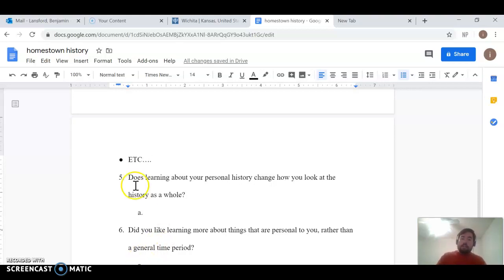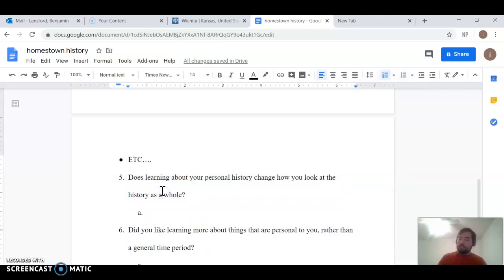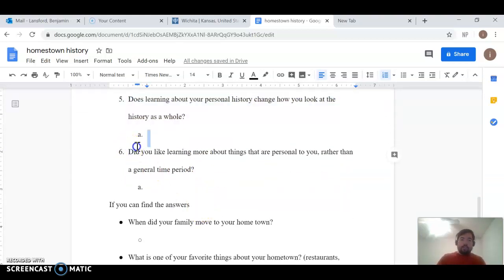So then let's talk about this. These last two questions are going to be a little bit more ambiguous. These are more your personal opinions rather than stuff that you're going to find in research, right? So does learning about your personal history change how you look at history as a whole? I'm challenging you not to look at the US or Europe or the world history. I'm challenging you to look at your history and the places that you've been, right? Does that change your perspective? Does that change how you feel about history?